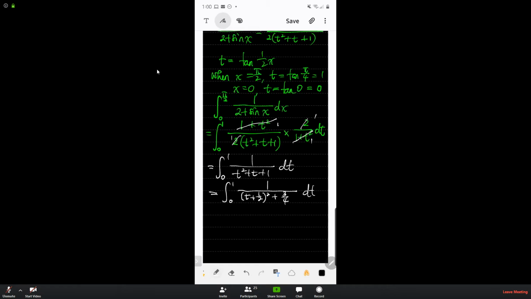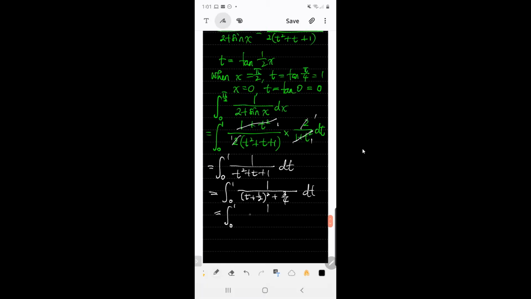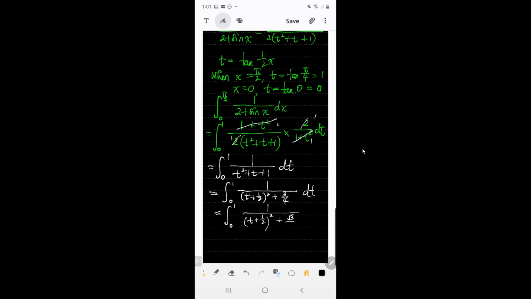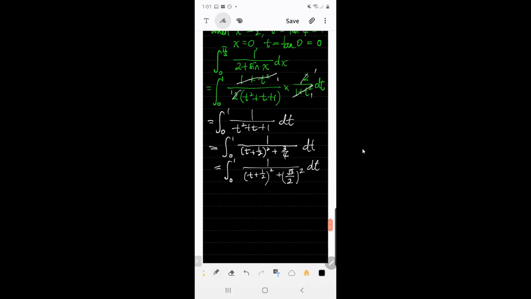Use the arctangent formula. Before you use the arctangent formula, you better express it in this form. So you have 1 over t plus half squared plus, you put this in the square form, root 3 over 2. Okay, this one is 2. Root 3 over 2 squared dt. So if you use the arctangent formula, what are you supposed to get?